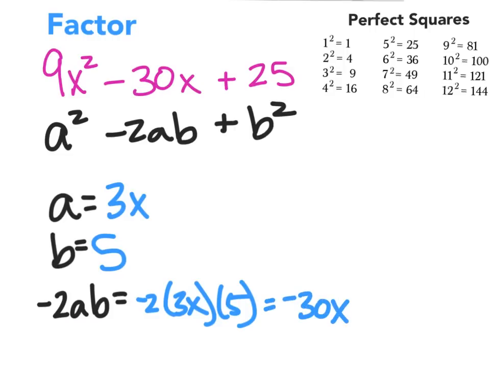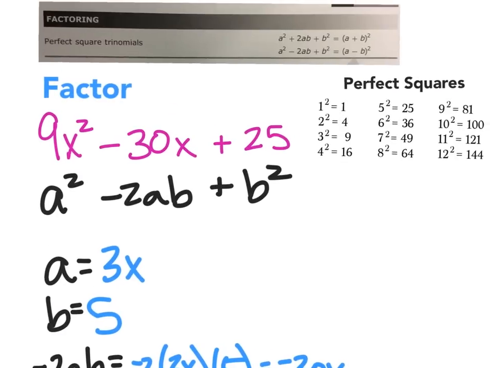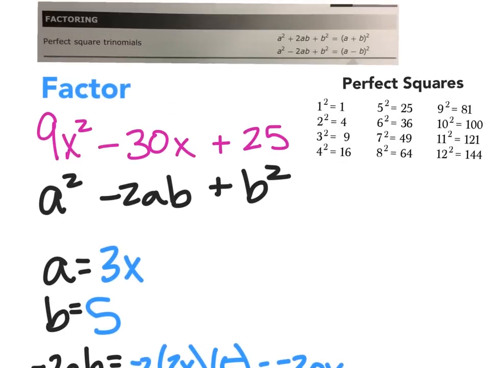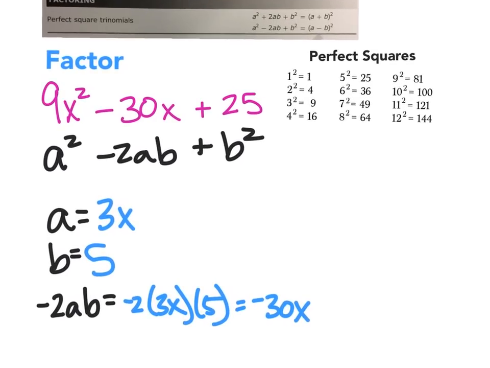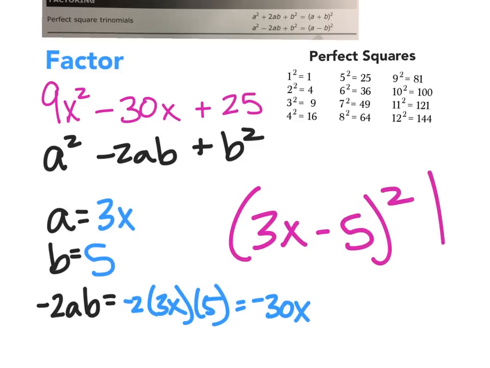So everything checks out. So I can see that this is following the pattern a squared minus 2ab plus b squared. It all factors down to just (a minus b) squared. So all of this should factor down to just (3x minus 5) squared.